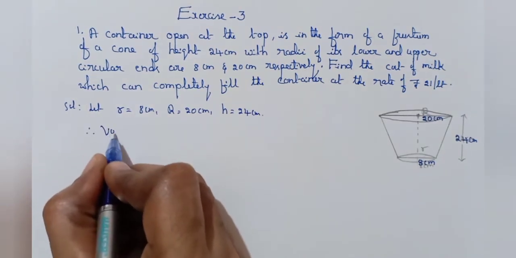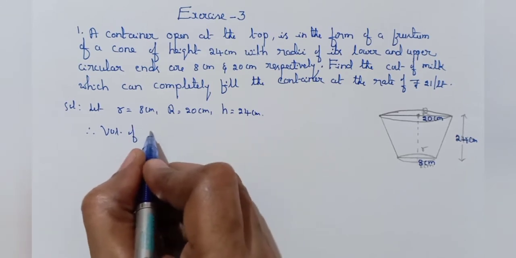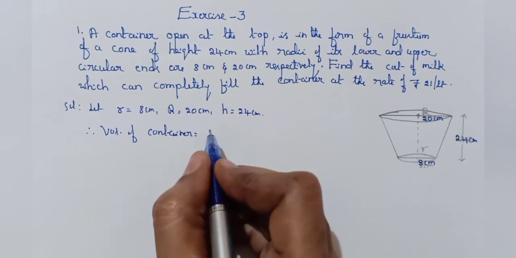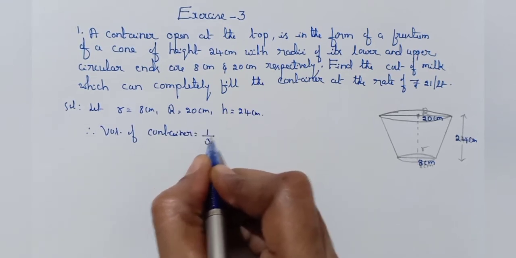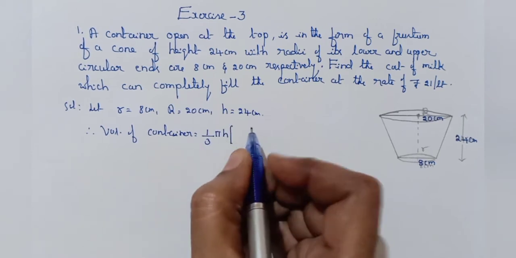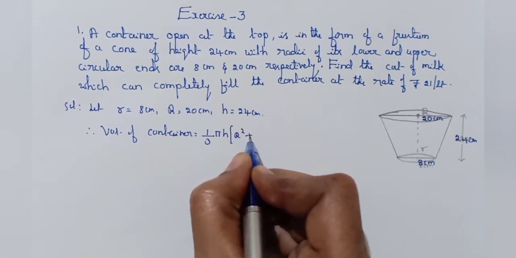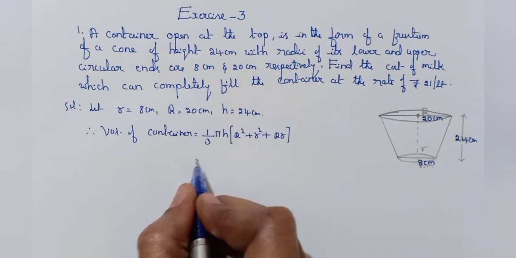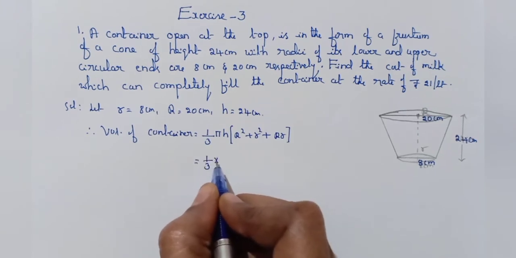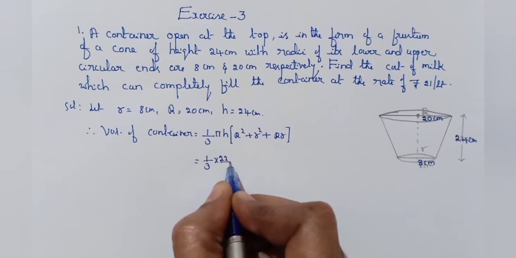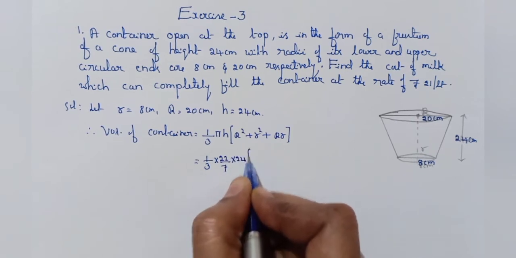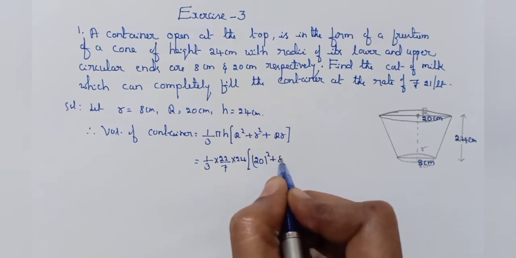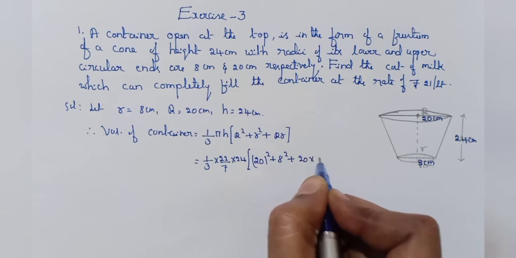You know the volume of the frustum. So what is the volume of the frustum? The container is in the shape of a frustum, so the volume is 1 by 3 pi h into capital R square plus small r square plus capital R into small r. Now 1 by 3 pi, substitute 22 by 7, h is 24, and capital R is 20 square plus small r is 8 square plus 20 into 8.